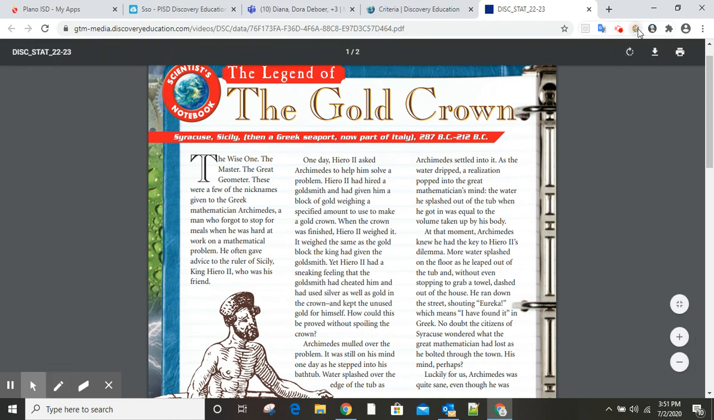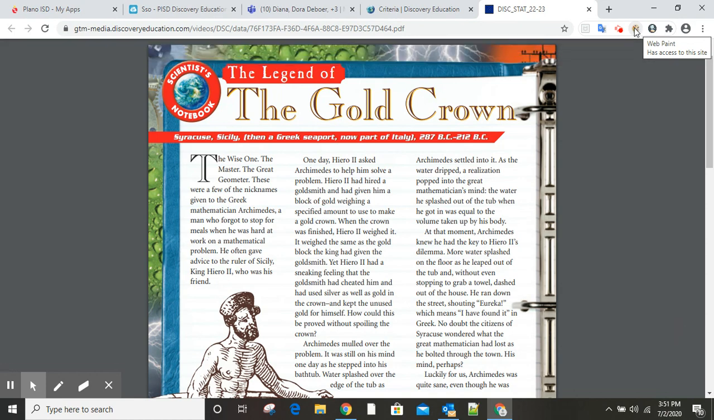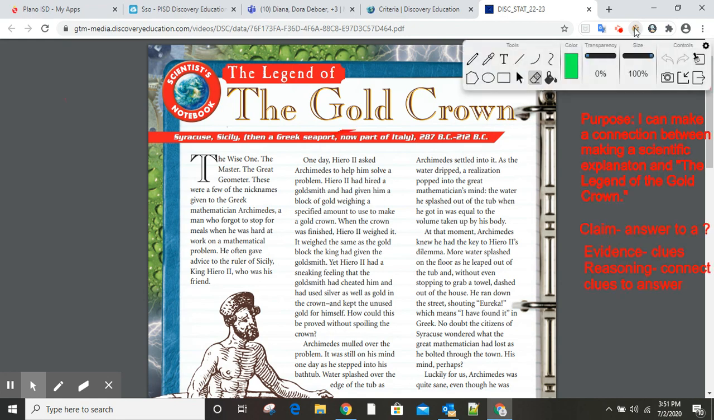I'm going to go ahead and activate Web Paint right away so that I can mark up my text and do it digitally. So also when I activated the web paint, you'll notice that I put a purpose for this activity that we're doing together. We're going to be looking at making a connection between a scientific explanation and the reading passage we're reading, which is the legend of the gold crown.